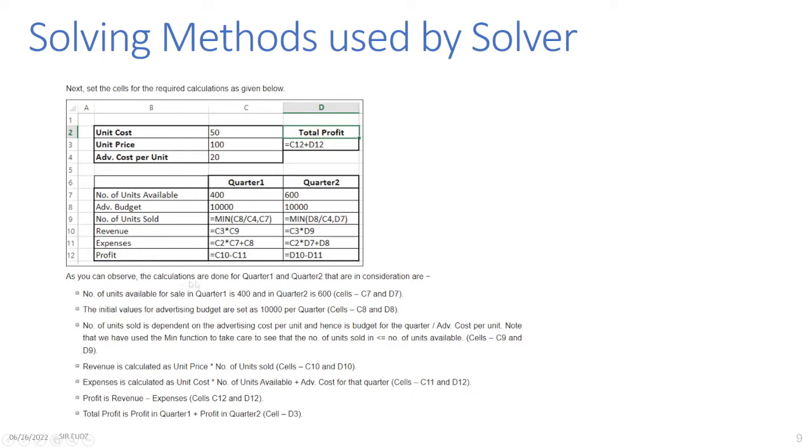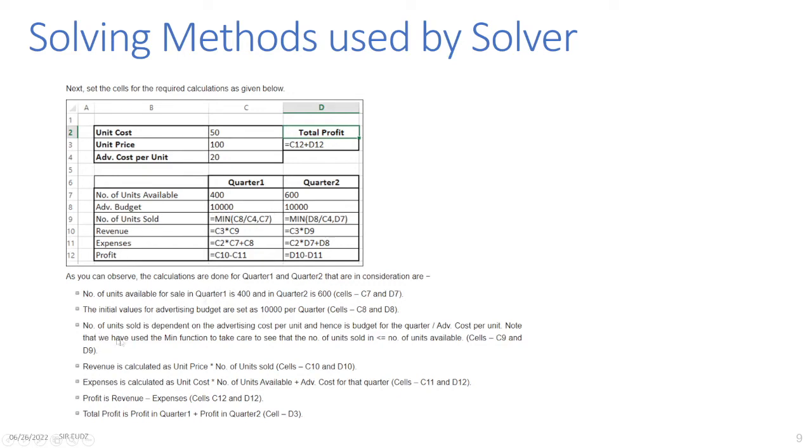So as you can observe, the calculations are done for quarter 1 and quarter 2 that are in consideration. The number of units available for quarter 1 is 400 and for quarter 2 is 600, in cells C7 and D7. The initial values for advertising budget are set as 10,000 per quarter, placed at cells C8 and D8.